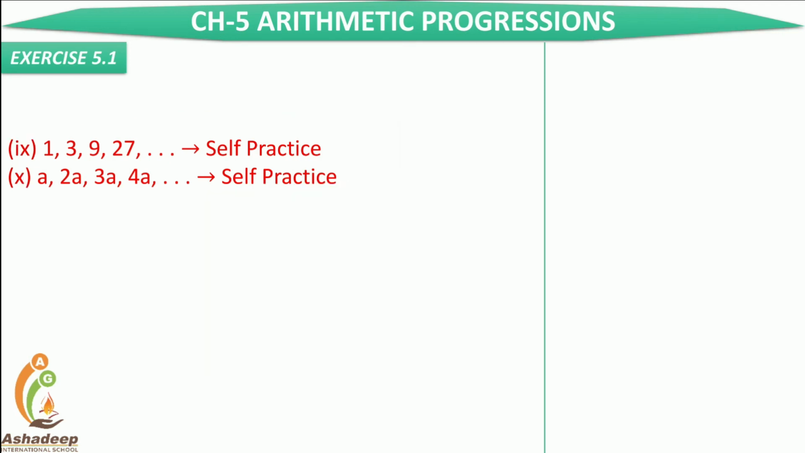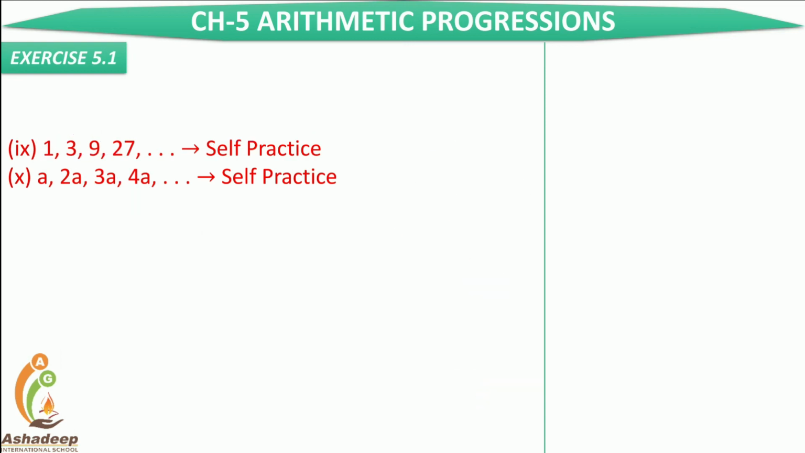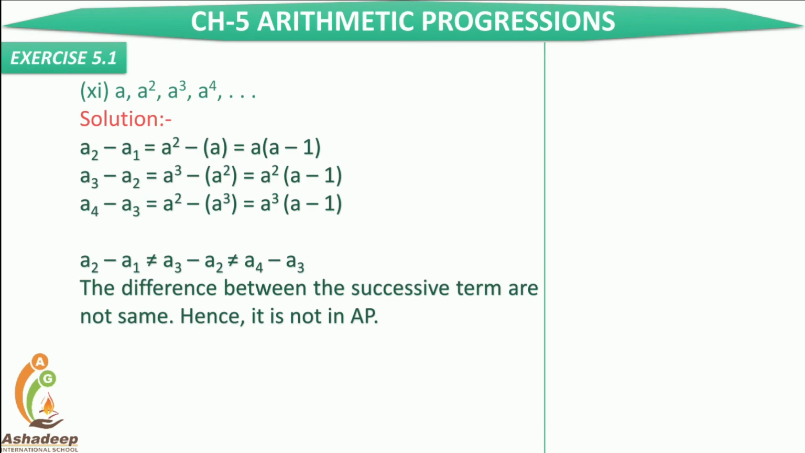Easy sums are there. So 3 minus 1, 2. 9 minus 3, 6. It is not in AP. Khatam. Minus 2a minus a, 3a minus 2a, 4a minus 3a. So it is in AP. Need to find out the next terms. So it is nothing but 5a, 6a and 7a. Okay? So just check that out.